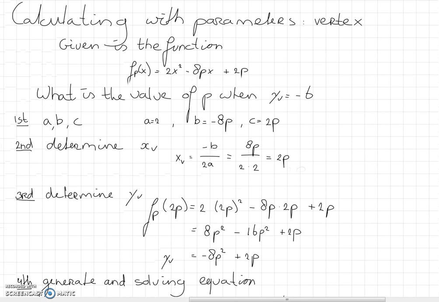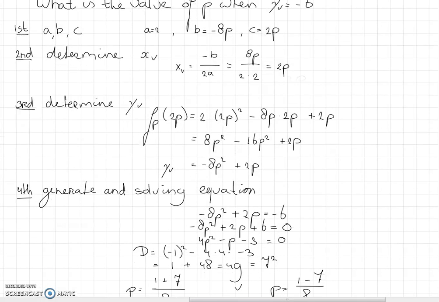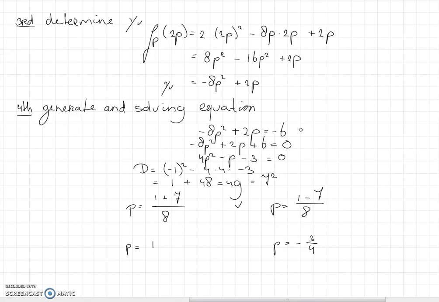So in a question such as this, given a function, what is the value of p when the y-coordinate of the vertex is given? You determine a, b, and c, and some of them have p's in them. You determine the x-coordinate of the vertex. You substitute what you find to determine the y-coordinate of the vertex in terms of p. That should be equal to the given value. So you can generate an equation and you can solve that.